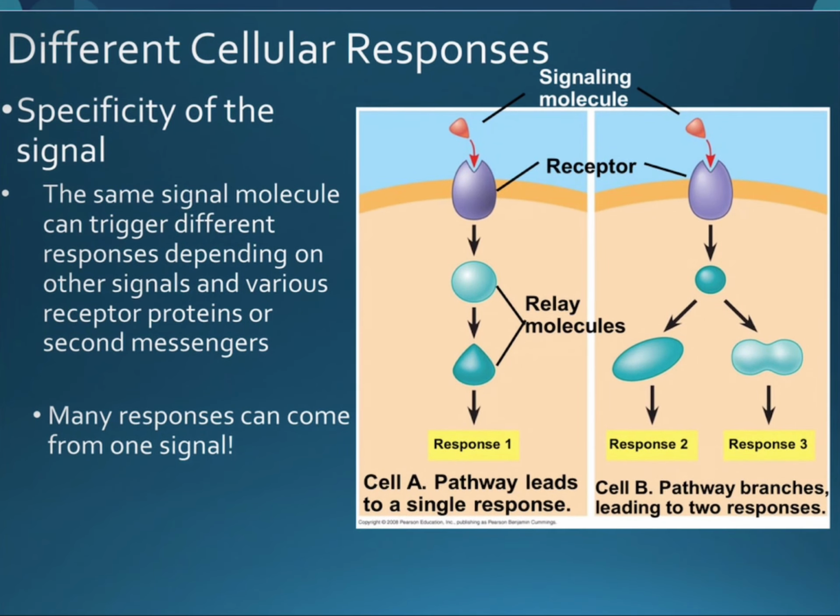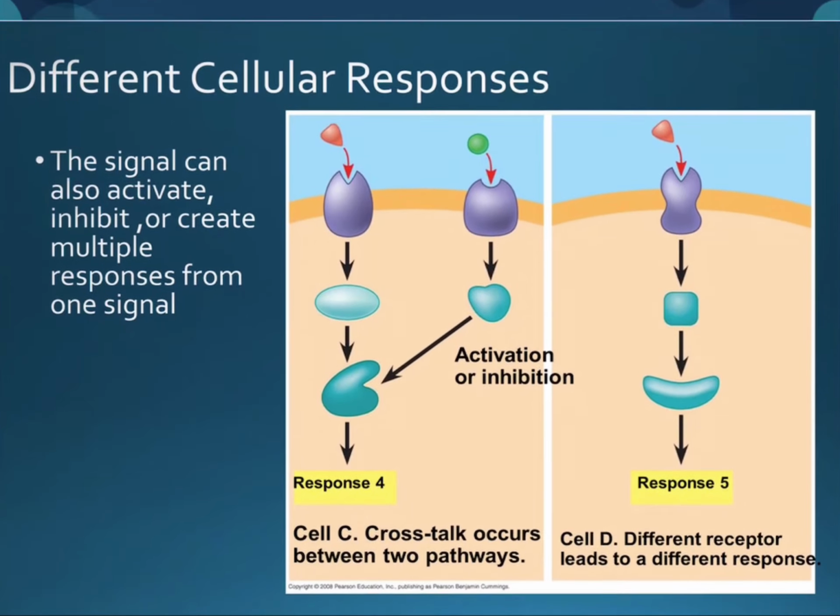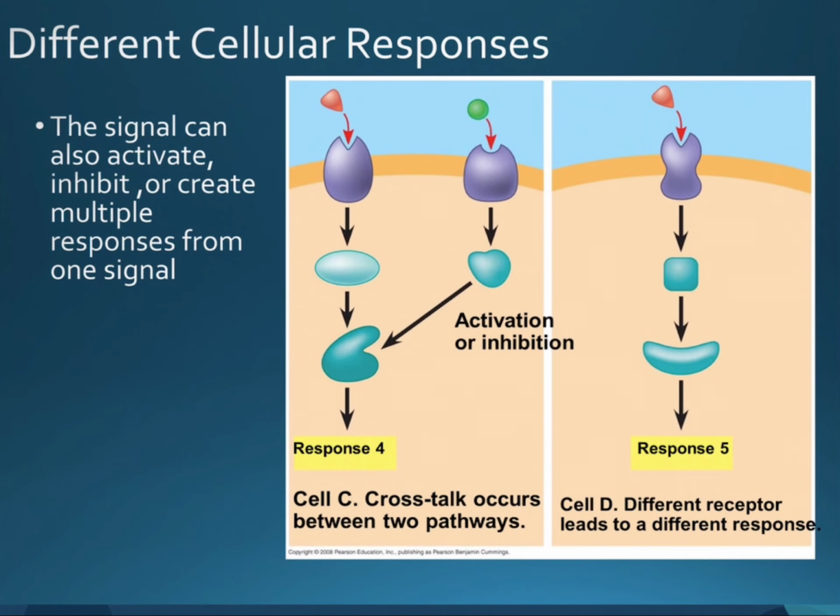So we have different cellular responses. They have the specificity of the signal. That's really important here. The same signal molecule can trigger different responses depending on other signals and various receptor proteins or second messengers. So many responses can come from one signal. If we have a signaling molecule, it could lead to just one response, or in this pathway, it's going to lead to two different responses. So the signal can also activate, inhibit, or create multiple responses from one signal.